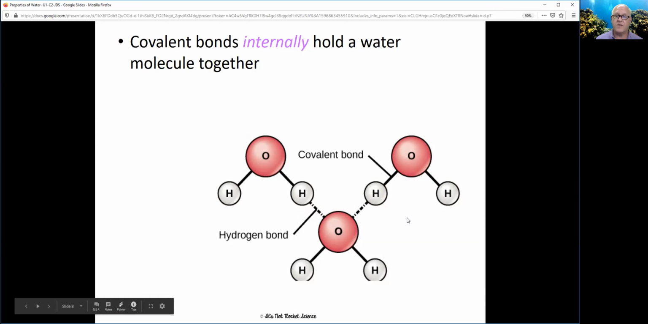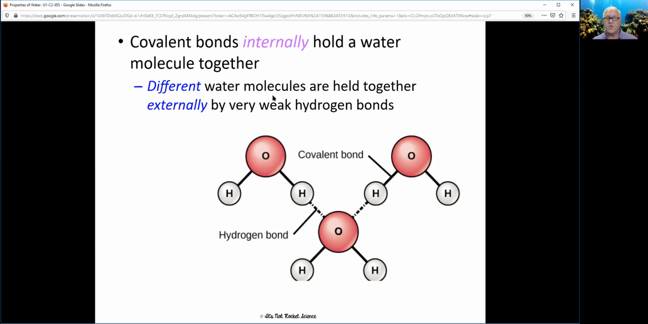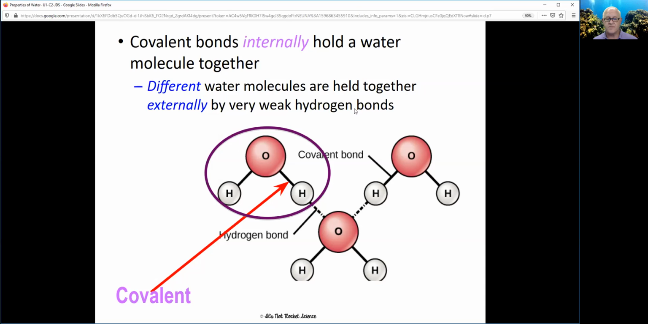Now, the covalent bonds internally hold that water molecule together. And different water molecules are held together externally by very weak hydrogen bonds. So we have the covalent bond inside the molecule and the hydrogen bond outside the molecule. Covalent bonds inside, hydrogen bonds outside.